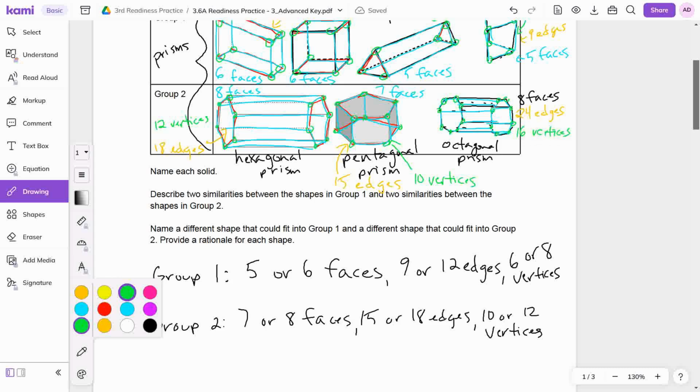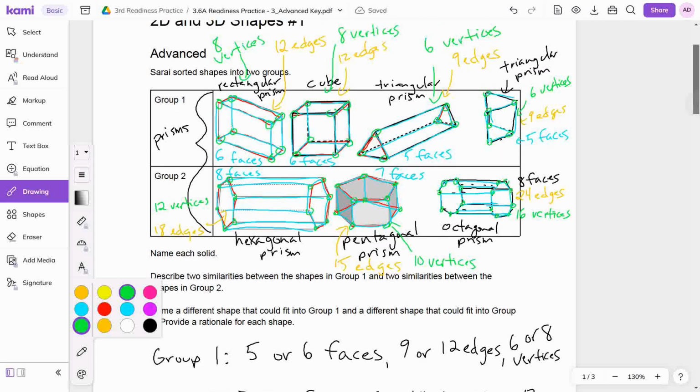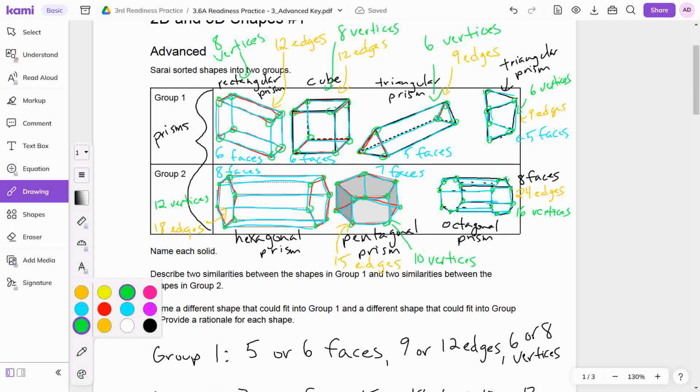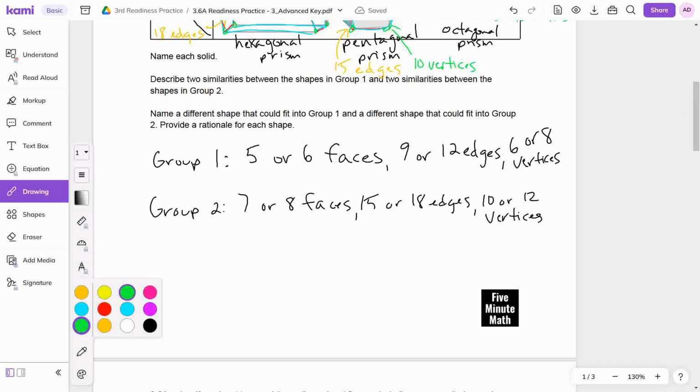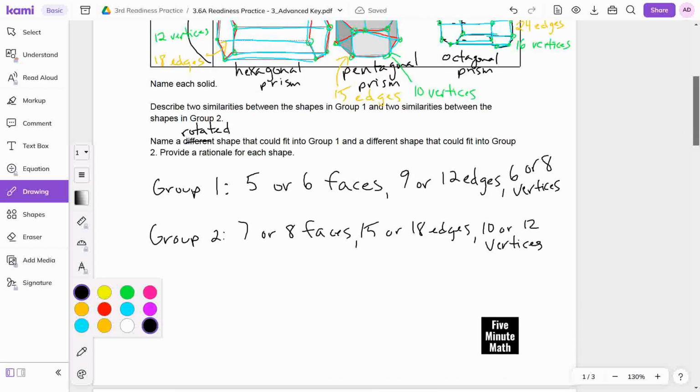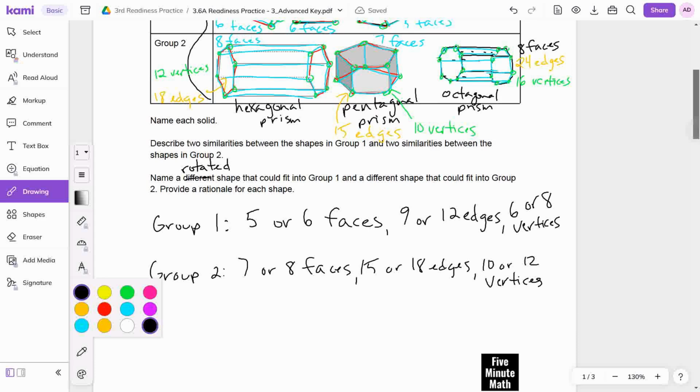So how could I change that? So my triangular prism fits group 1 because we already have that shape, right? I kept the same shape, I just rotated it, right? So I didn't necessarily call it a different shape, I just rotated the shape. So I'm going to kind of change this, and I'll say I wanted to show you a different shape, so I rotated the shape. But I did draw a new shape for the octagonal prism, and how could I fit that?